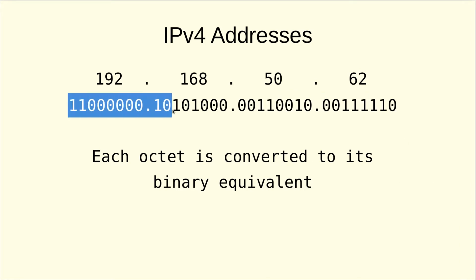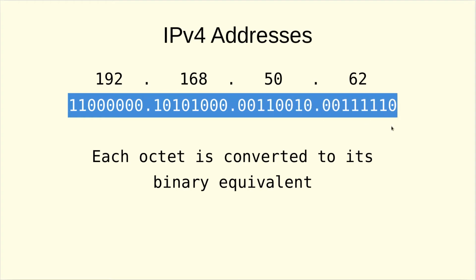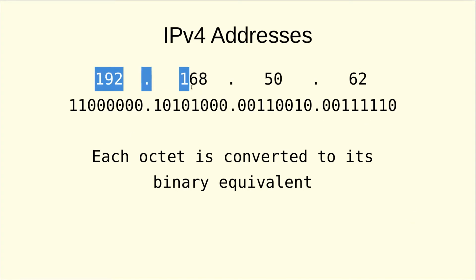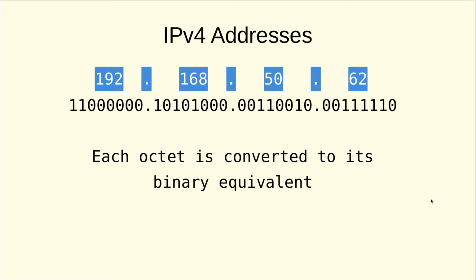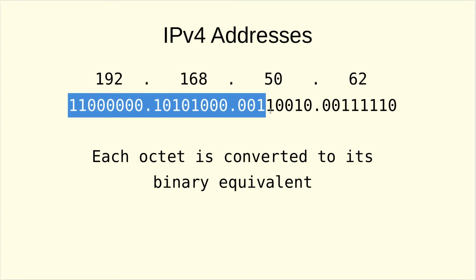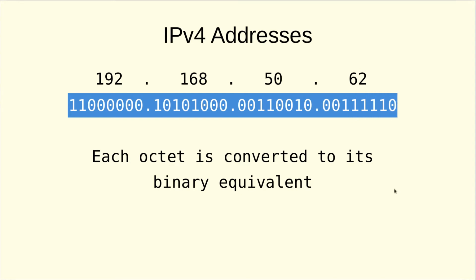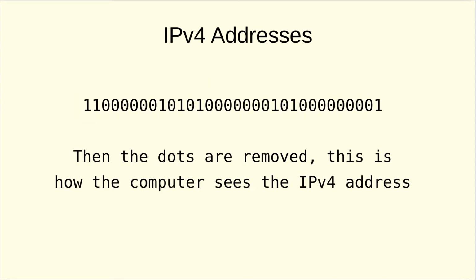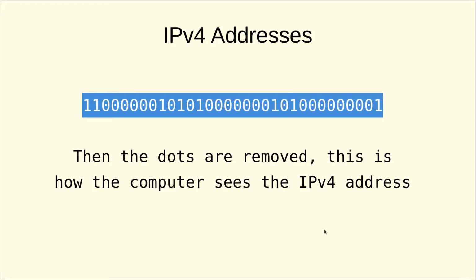This address is precisely the same address as this address. However, one is in dotted decimal for humans, and the other one is in, well, dotted binary, which doesn't really exist, for computers. What the computers see is this. We just remove the dots. So there is a 32-bit IPv4 address represented in its binary form.